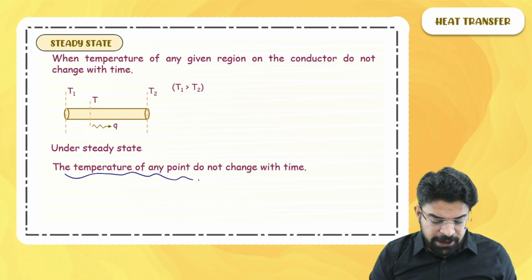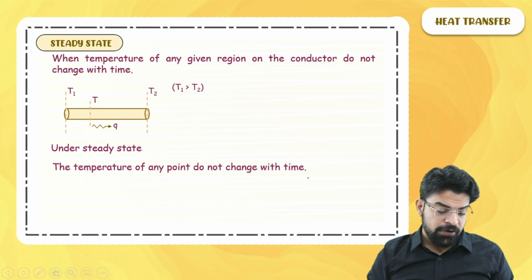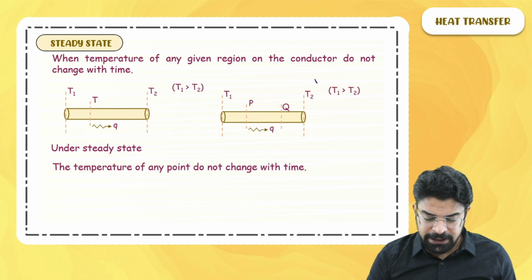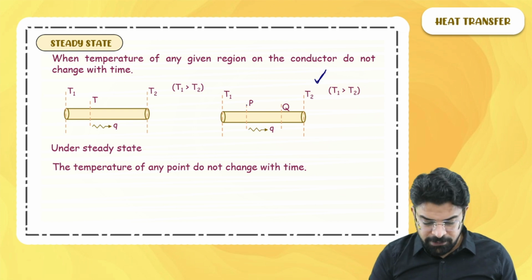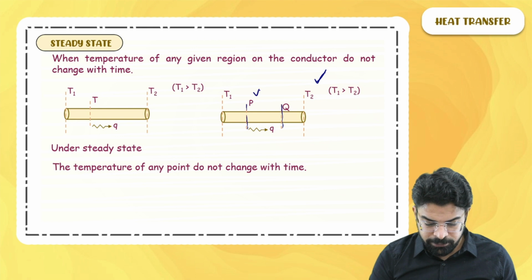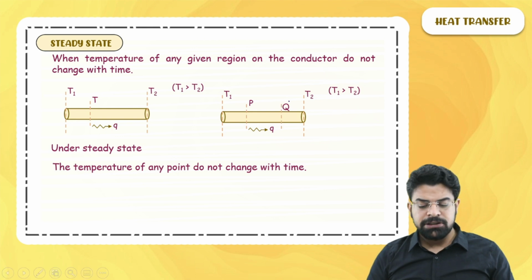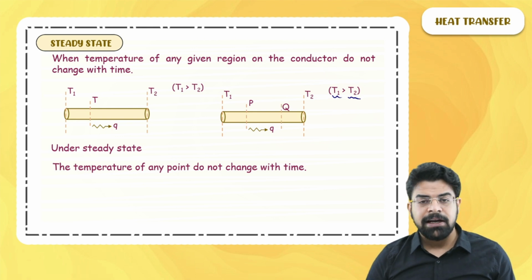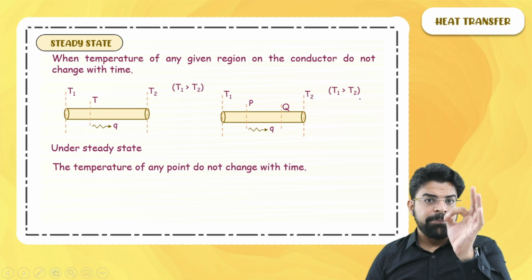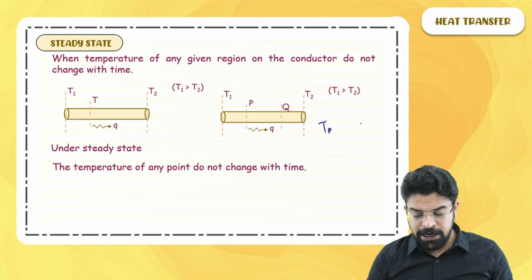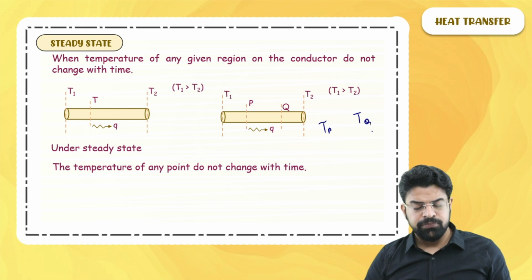The temperature of any point does not change with time. This is the meaning of steady state. Now let's say we have a case where we have two cross-sectional areas P and Q. If T1 is greater than T2, tell me where the temperature will be higher.